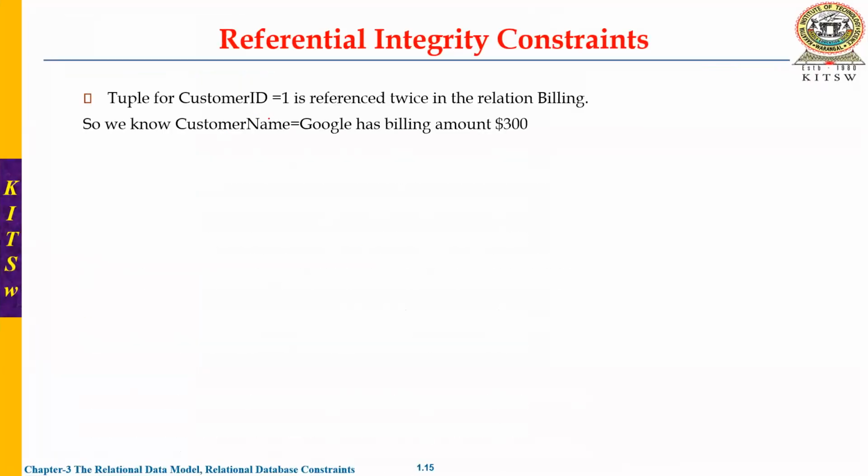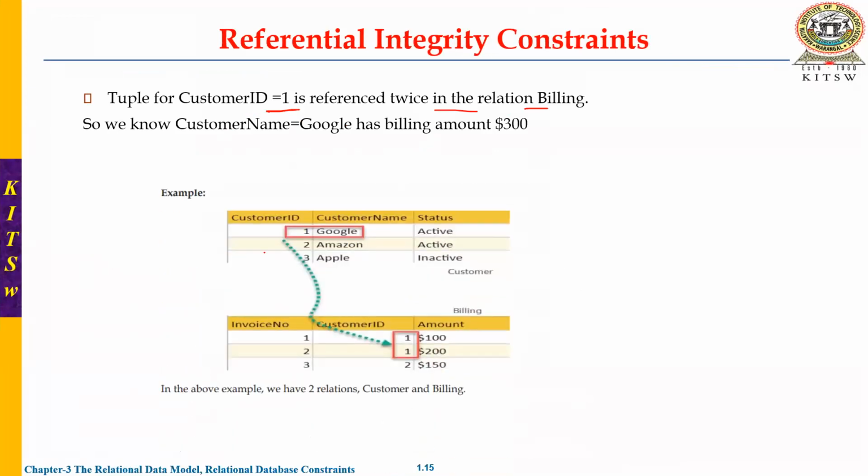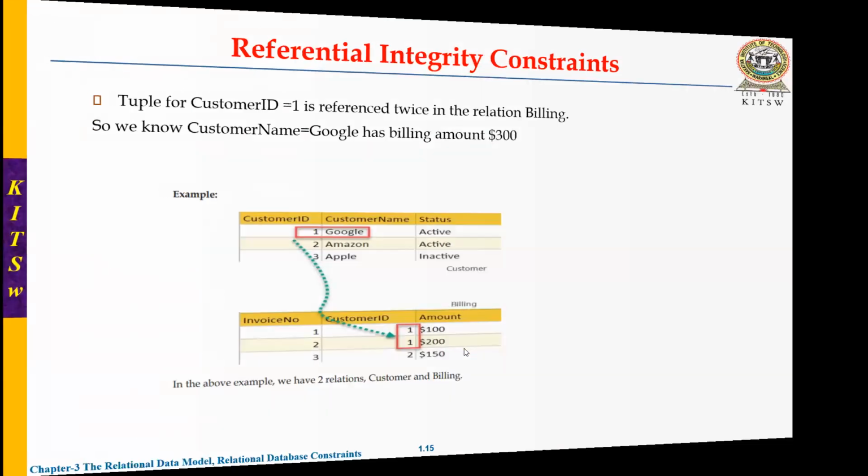So the tuple for customer ID equal to 1 is referenced twice in the billing relation. For example, this one is the customer relation, and this is the billing relation. So 1 is mentioned here twice, so that you can know how many times this customer ID spent an amount.